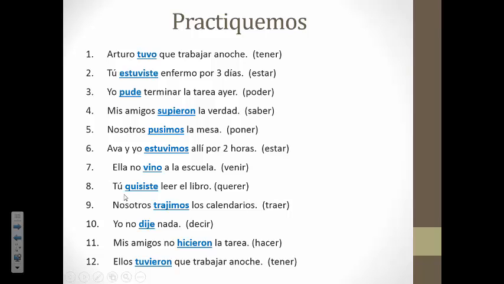8, you tried to read a book. Quisiste. 9, we brought the calendars. Trajimos. 10, I did not say anything. Dije. 11, my friends didn't do their homework. Hicieron. And 12, they had to work last night. Tuvieron.